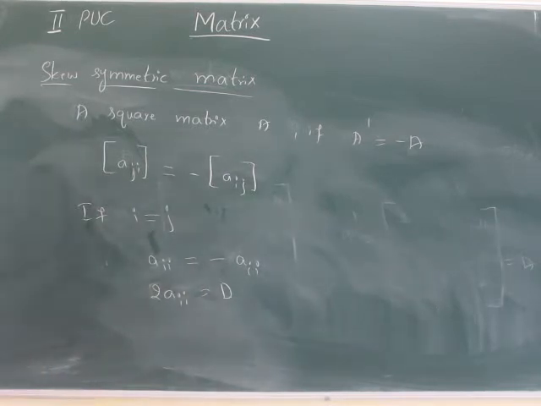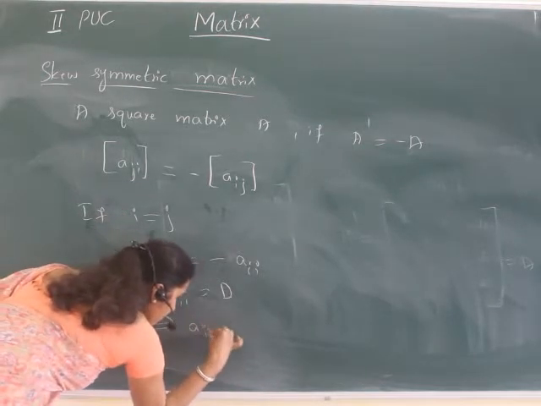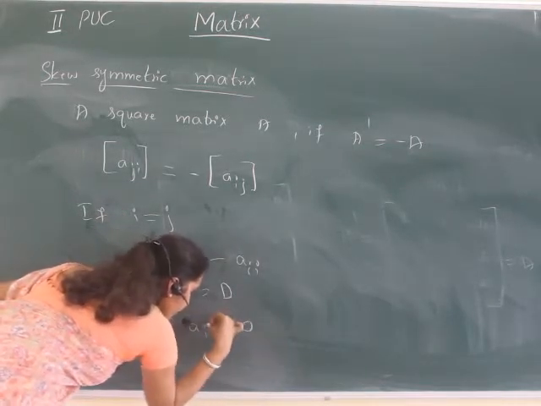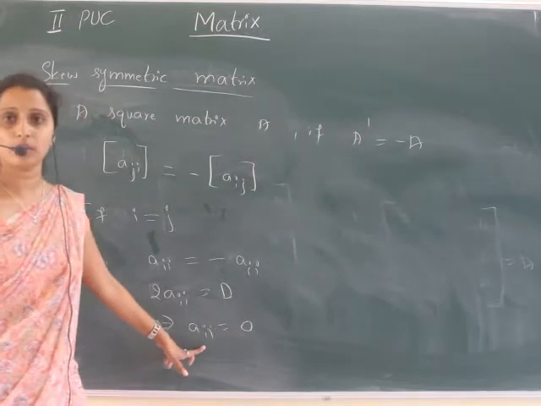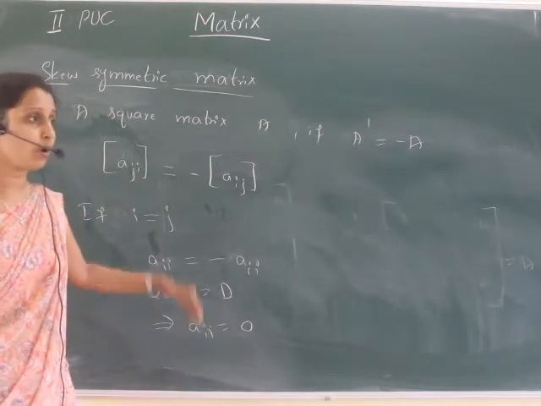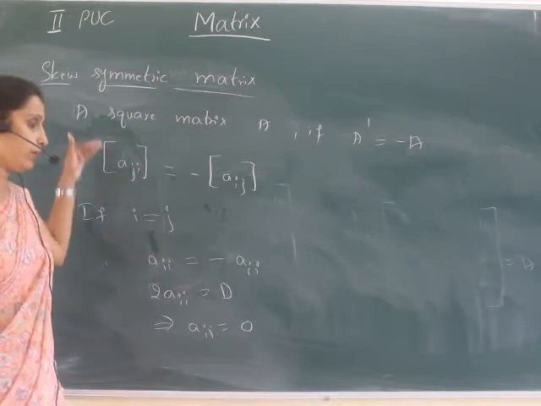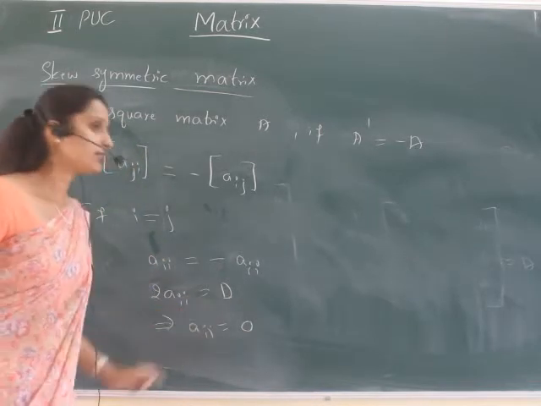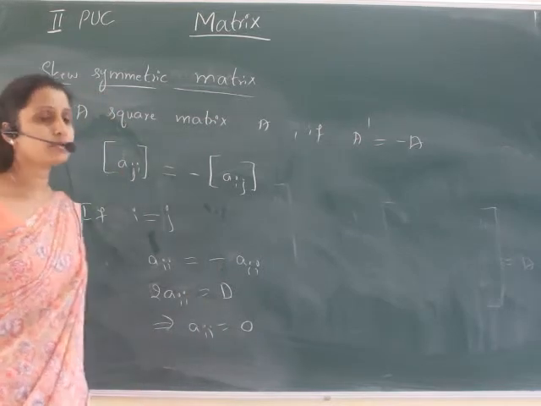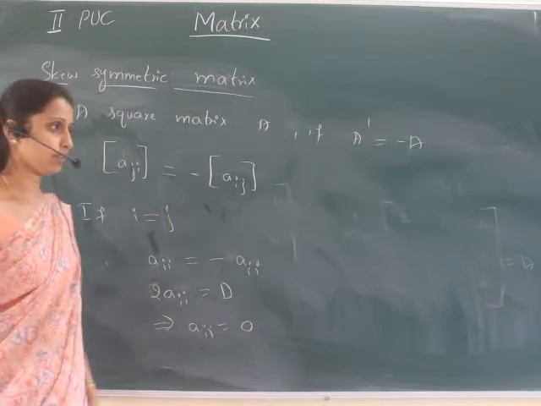So what we get, Aii is equal to 0. So I got Aii is equal to 0. That means when the number of rows and number of columns are equal, that means what? A11, A22, A33, A44, A55. That means the elements of the principal diagonal are zeros in the case of a skew symmetric matrix.